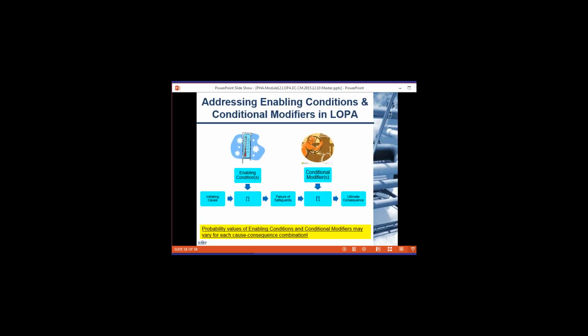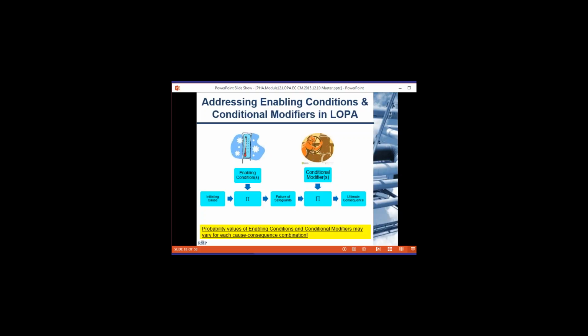And the enabling conditions come in as a probability, as a product of your initiating event frequency, and your safeguards failure, which is usually represented as a probability of failure on demand, to get to your primary loss event, which then gets multiplied through with conditional modifiers on how likely it is to get from your primary loss event to your ultimate consequence.